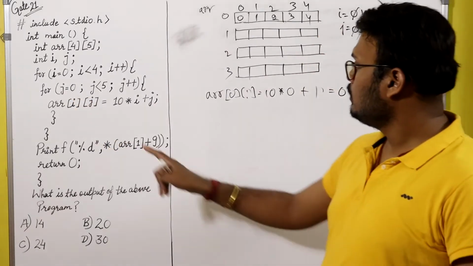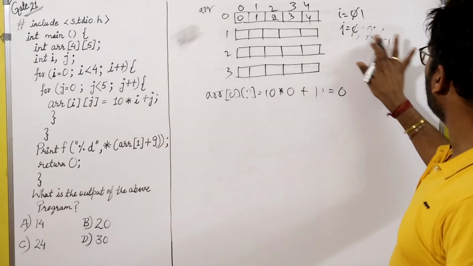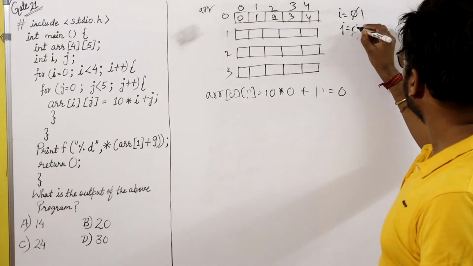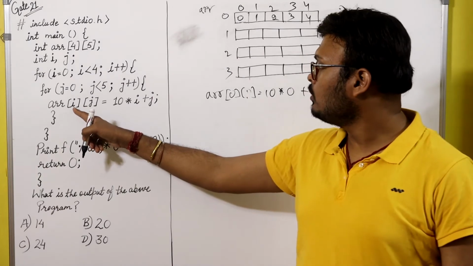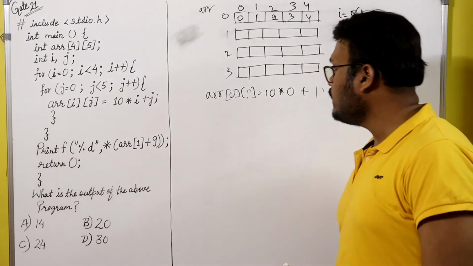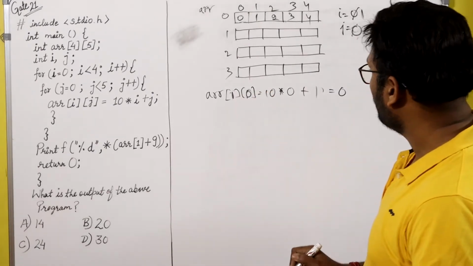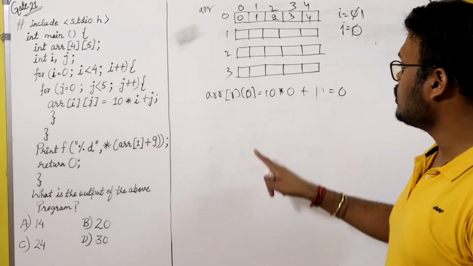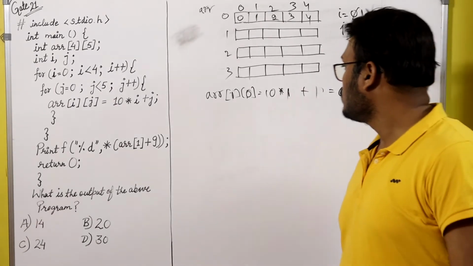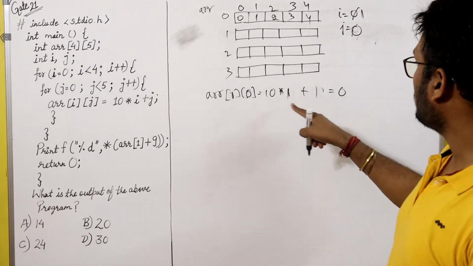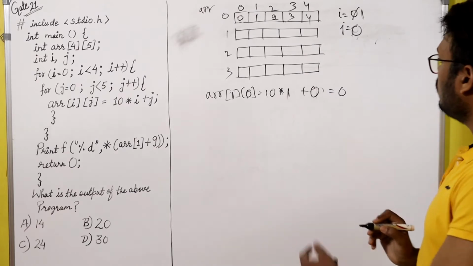So yes, j is equal to 0. i is 1 and now j is 0. So array of i, j means what? i is 1 and j is 0. This time 10 into i plus j: the i value will remain as 1. So 10 into 1 plus what is j? j is 0. 10 into 1 plus 0 is 10.